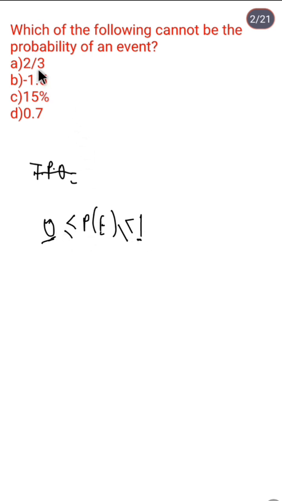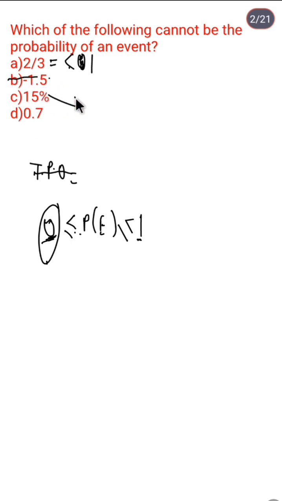So 2 by 3 is less than 1 and greater than 0. Now this one is minus 1.5, which is less than 0. Now minus 0.5 is also less than 0. It should not be less than 0; it should be 0 or greater than 0. But it is less than 0, so this option will be cut.